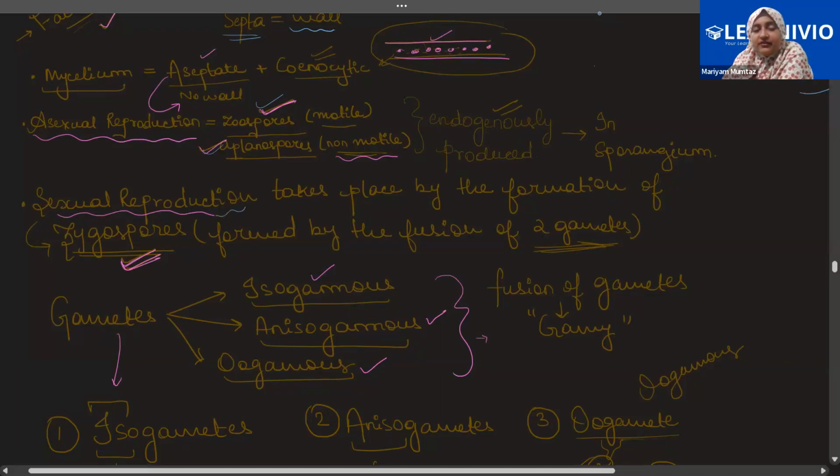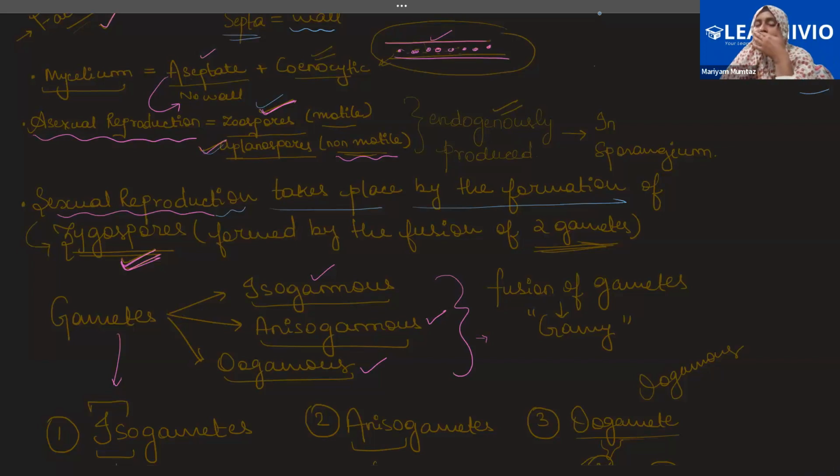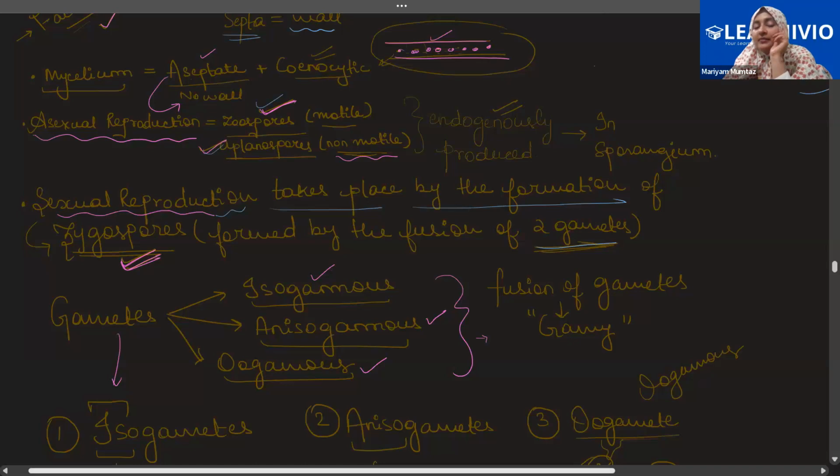Talking about the sexual reproduction, it takes place by the formation of zygospores. Zygospores are the sexual spores of class Phycomycetes. Now, this zygospore is formed by the fusion of two gametes. When two gametes fuse, then a zygospore is formed.